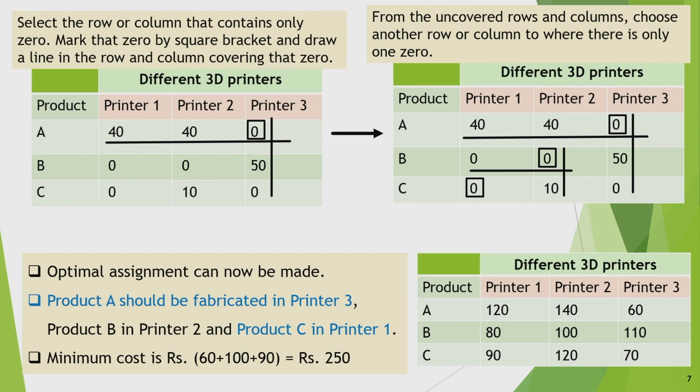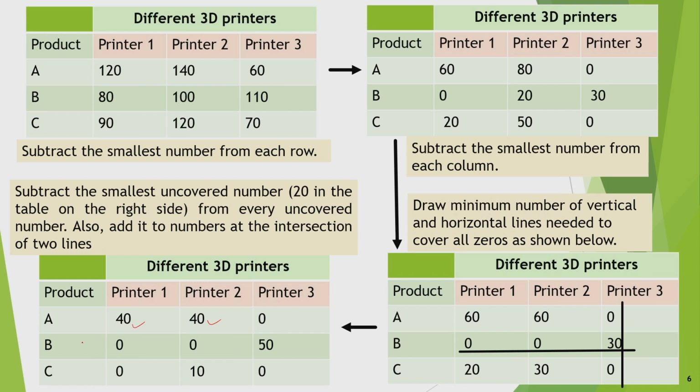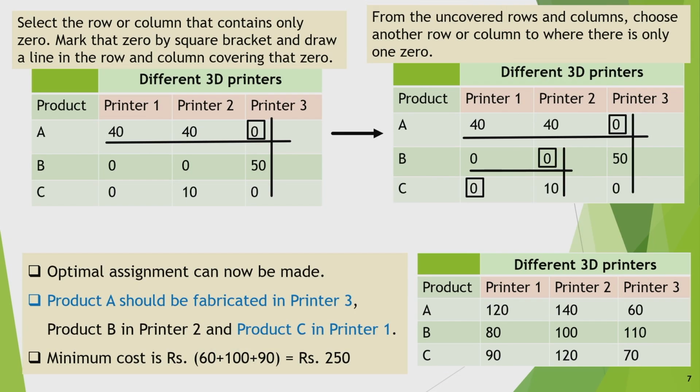Now what do you do? Select the row or column that contains only 1 zero. So now assignment is possible because you see that now we can draw 3 lines. This is 1, this is 2 and this 0 is uncovered. So you have to make a choice, either you do this way or that way, meaning either you cross the row or you cross the column, but effectively you will have 3 lines. So how to do that? Now select the row or column that contains only 1 zero.